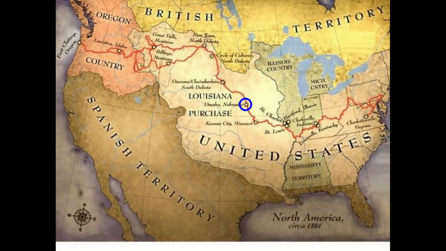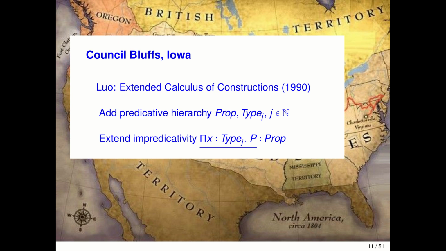Now, I circled Omaha. But the Iowa Hawkeyes have some problems with Nebraska football, so we will not be in Omaha, but we'll be in Council Bluffs, Iowa, where in fact Lewis and Clark had an interesting meeting with six American Indian chiefs, and they explained that now there's a new great father called Thomas Jefferson and blah, blah, blah, this kind of thing. Anyway, so this stopping point is for Luo's extended calculus of constructions.